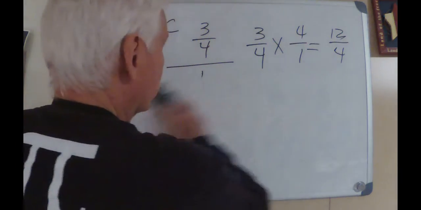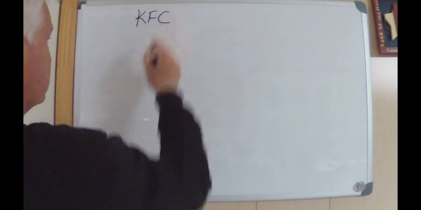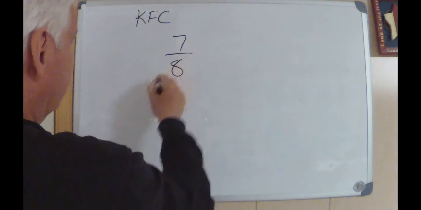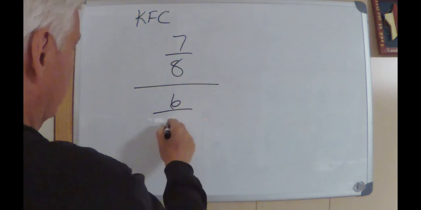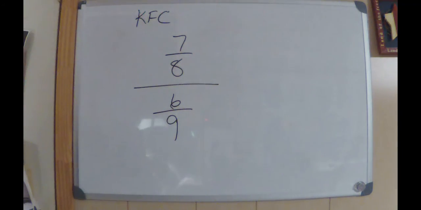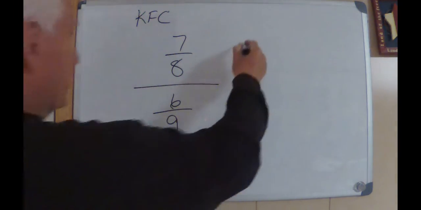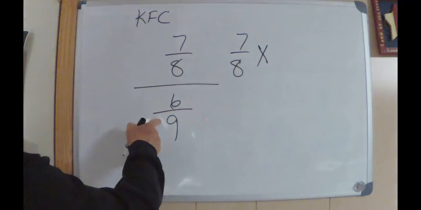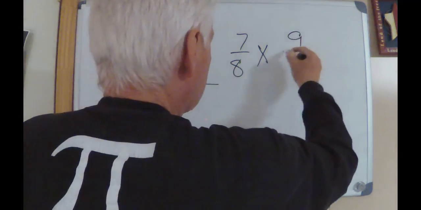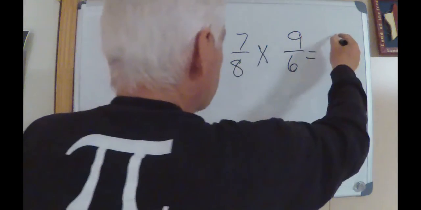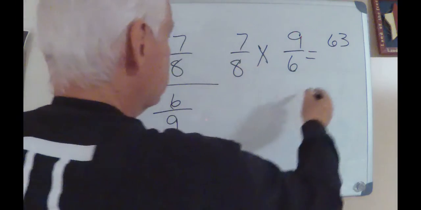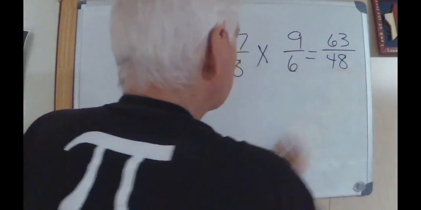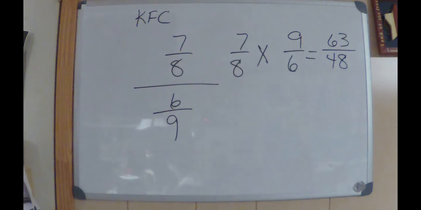Let's try another one real quick here. Well, keep in mind our KFC rule. Let's do 7 over 8 divided by 6 over 9, let's say. That's a little bit more difficult, but we're going to do the same thing. We're going to keep 7 over 8. We're going to change our sign to times, and then I'm going to flip the bottom. And that's going to give me 9 over 6. 7 times 9 is 63, and 6 times 8 is 48. And that's going to be my answer there.